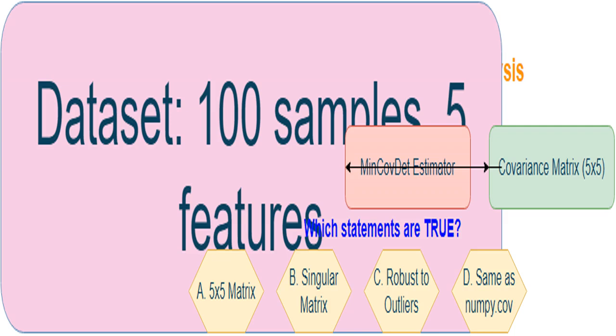I have 100 different data points, and each one has 5 different measurements associated with it. Think of it like 100 people, and I'm measuring their height, weight, age, blood pressure, and income. Each measurement is a feature.